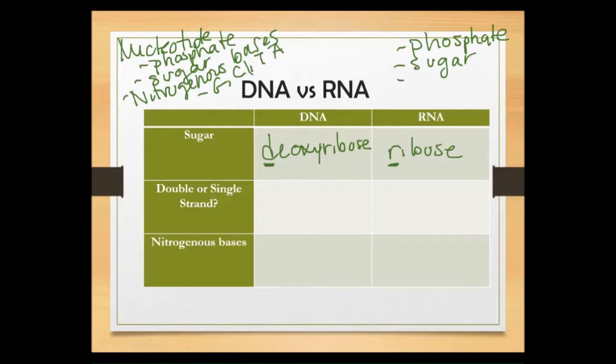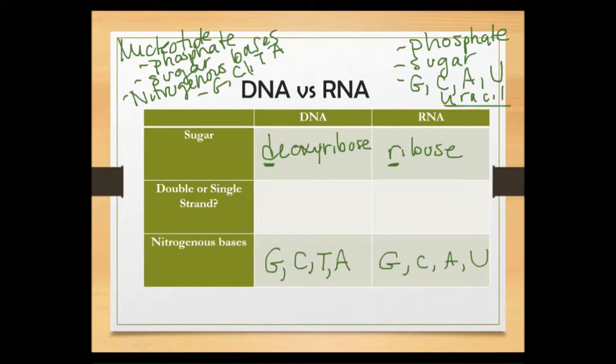However, there's one change. There are G's in RNA, C's, A's, but instead of T's, there is U, and the U stands for uracil. So this is one of the differences that we have in the structure of RNA. So if we fill in our chart here, G, C, T, and A, those are the options for our different nucleotides. Here we would include G, C, A, and U. You may want to put a note to yourself, no T.